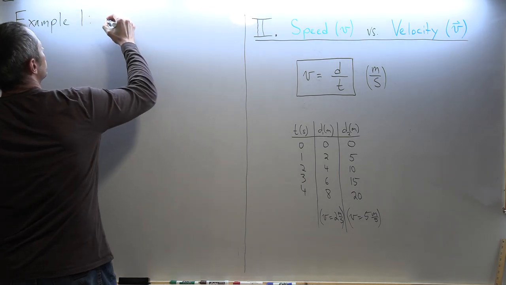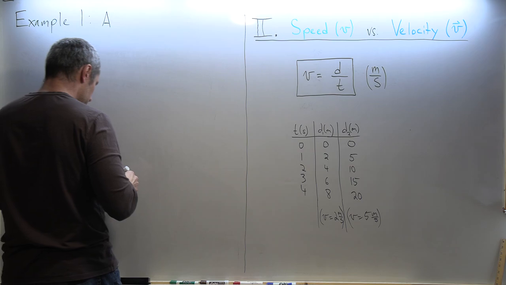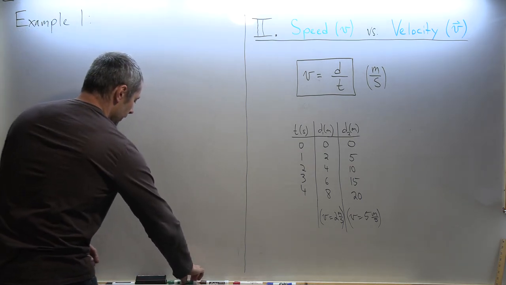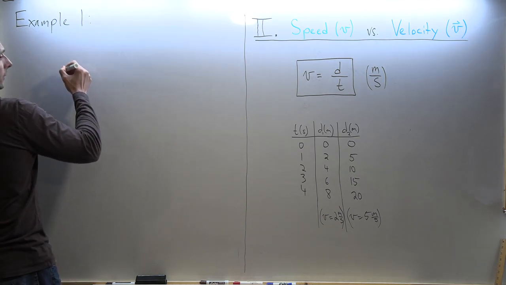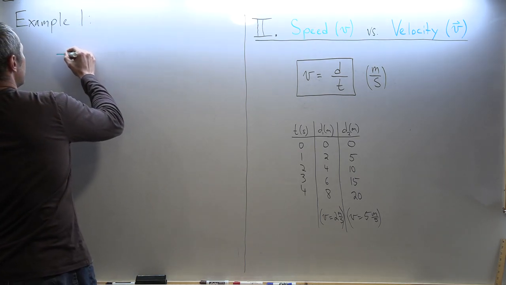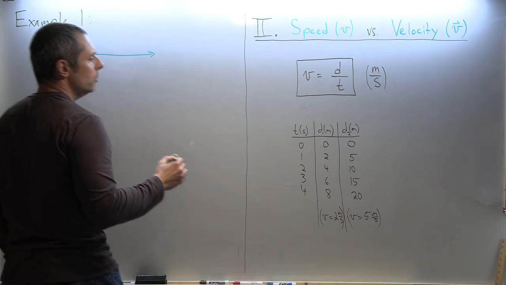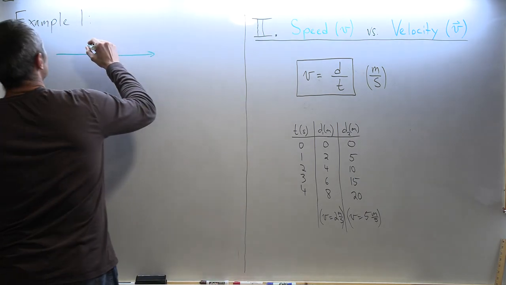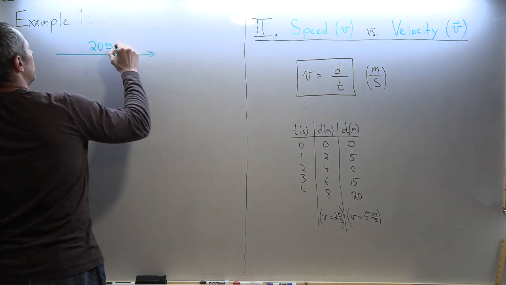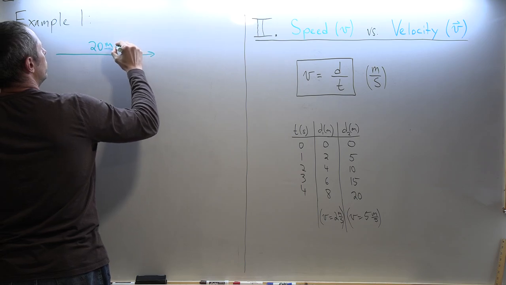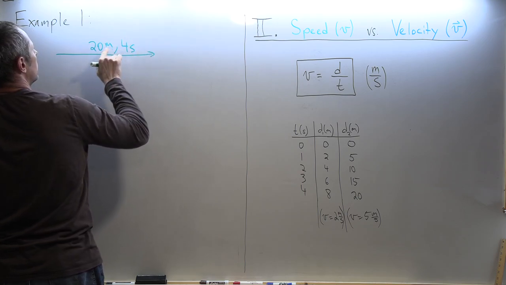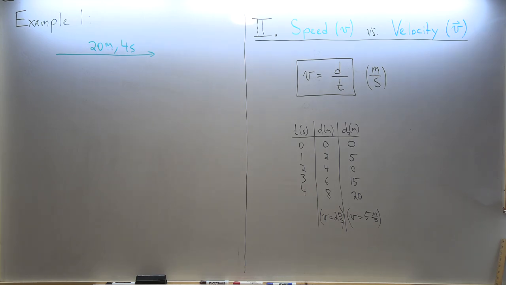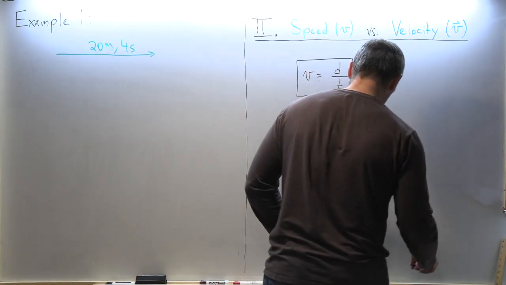Okay, so let's suppose, for the sake of speeding things up, that instead of words I just give you a diagram. So let's see, something moves this way. Let's say it goes 20 meters in 4 seconds. Let me just see if that shows up all right, the green. Okay, I think so, yeah. So 20 meters in 4 seconds.